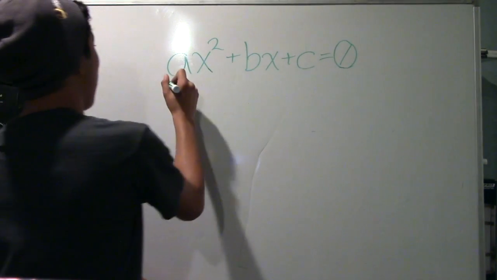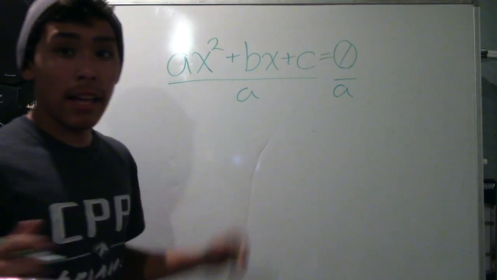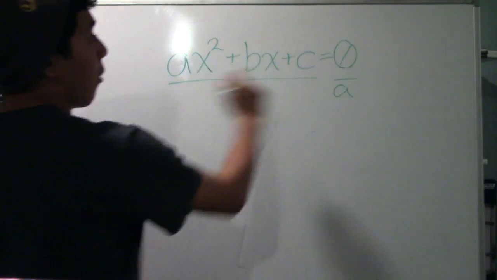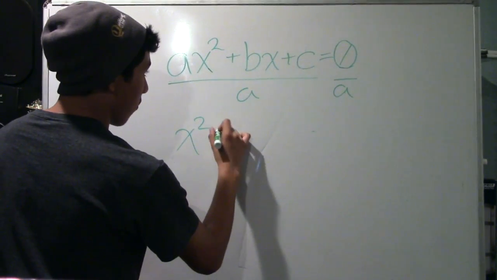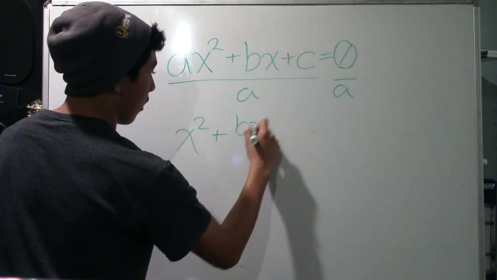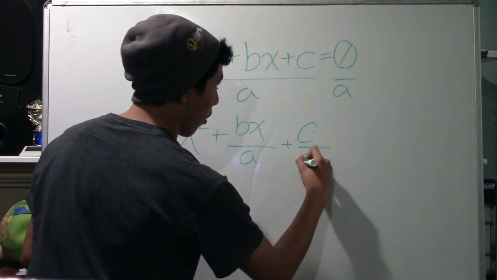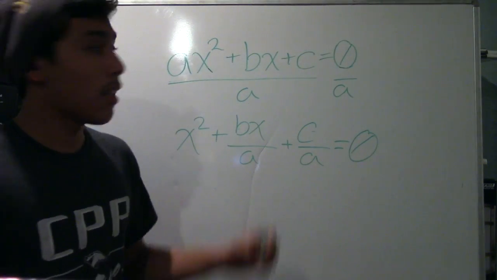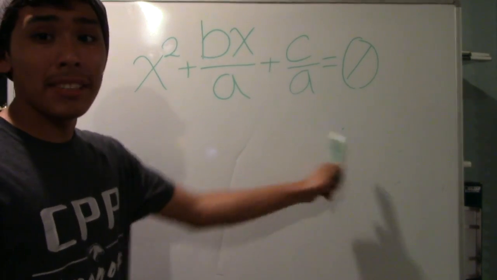So to do this, you divide everything by a. By dividing both sides of the equation by a, you make sure it stays the same. It just looks a little different. Now what you have here is x squared plus bx over a plus c over a is equal to 0. The 0 stays the same because 0 divided by anything is 0. So now we have x squared plus bx over a plus c over a is equal to 0.